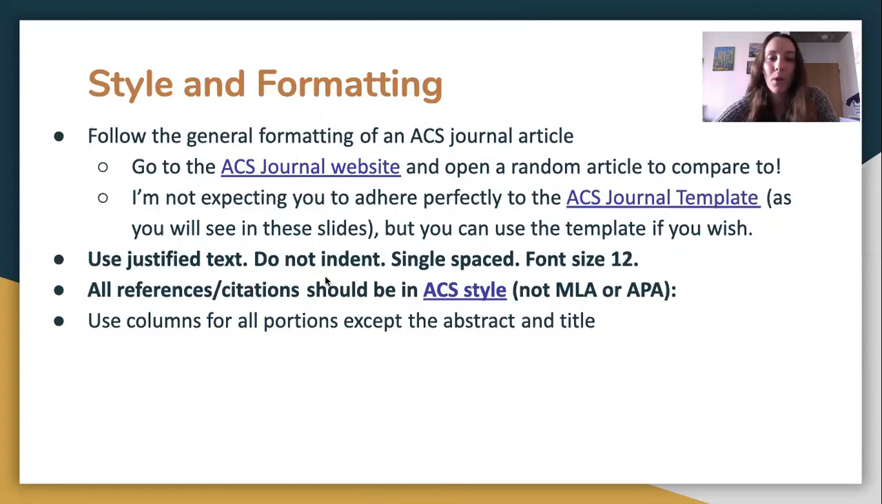Just some broad things though. It's a good idea to always write using justified text. Don't indent any of your paragraphs. Everything should be single spaced, font size 12. Also, you'll want to use columns for all portions of the lab report after the abstract. Okay. In addition, all your references and citations in text and at the end should be in ACS style. So I'll talk about that later.